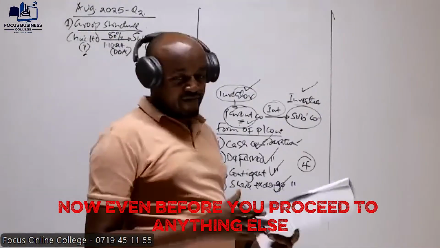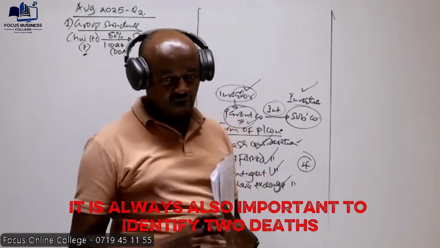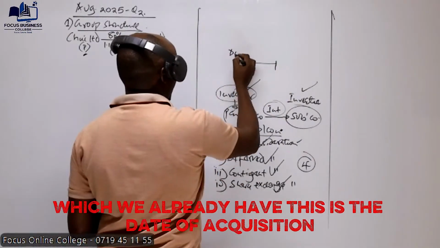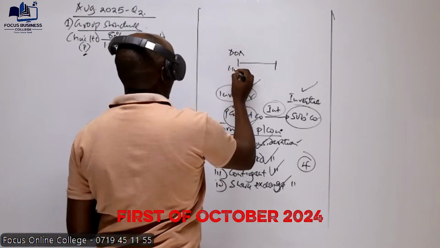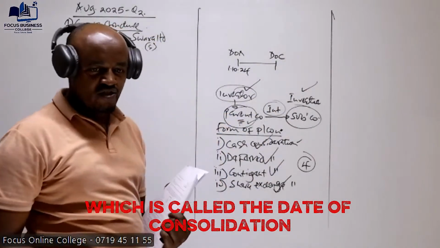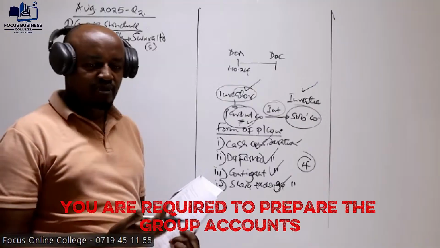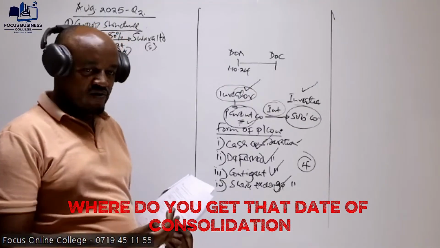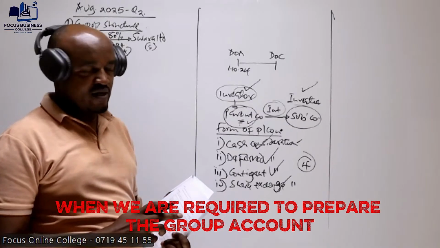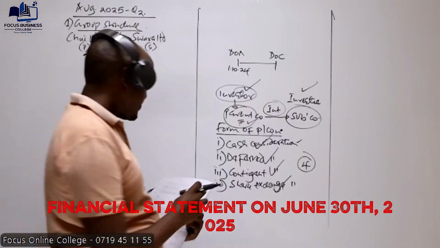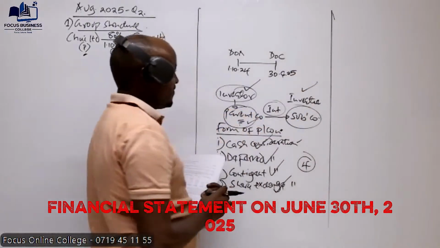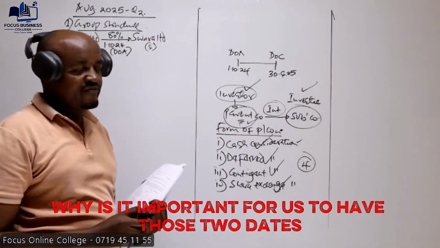Now, even before you proceed to anything else, it is always important to identify 2 dates. The date of acquisition, which we already have, 1st of October 2024. And you also need to identify another date, which is called the date of consolidation. The date of consolidation is the date you are required to prepare the group account. You get it from the requirement. We check when we are required to prepare the group account: the consolidated financial statement on 30th of June 2025.